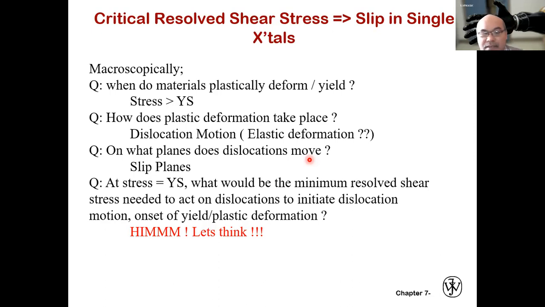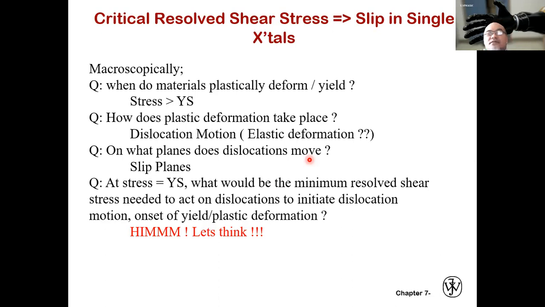What about during elastic deformation? During elastic deformation, the shear stress is still smaller than the critical resolved shear stress. So what is being changed is only the distance between the atoms. There is no slippage of the dislocation plane. So on what planes does dislocation move? The slip planes.